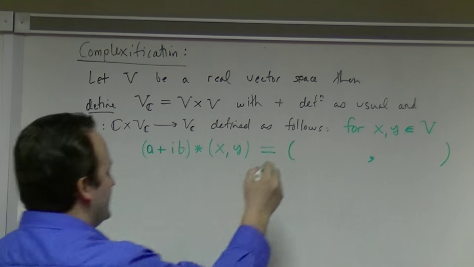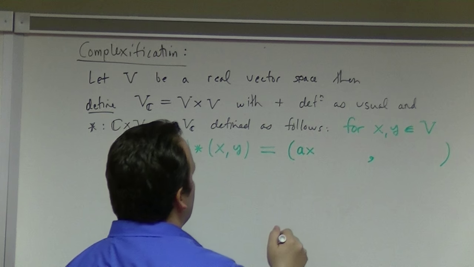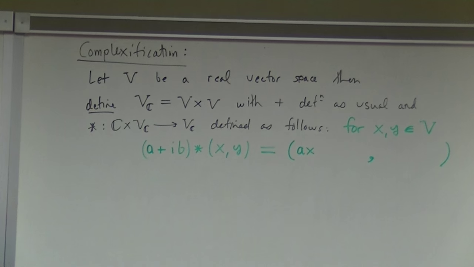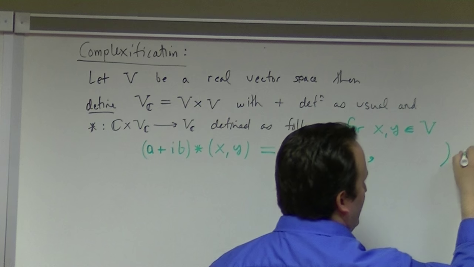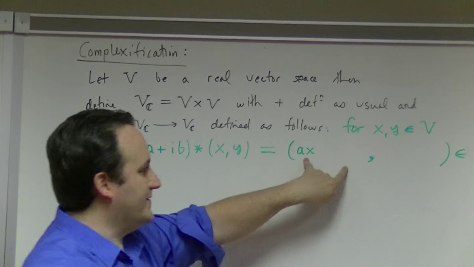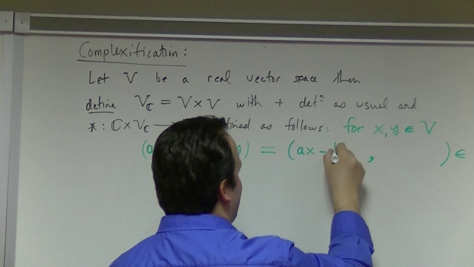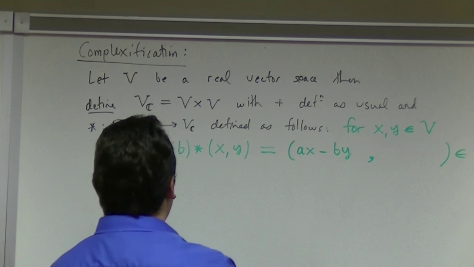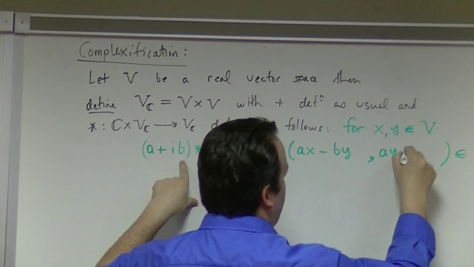ax. Good start. Ooh, nope. Can't have i's here. You have to keep it real. This is an element of V cross V, so whatever I write here has to be a real linear combination of real vectors. Minus by. Yeah, ax minus by. And then over here? ay plus bx. ay plus bx, yeah.